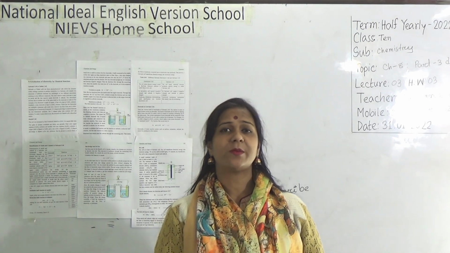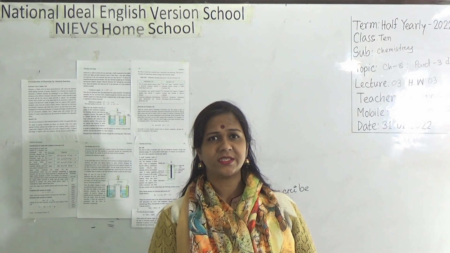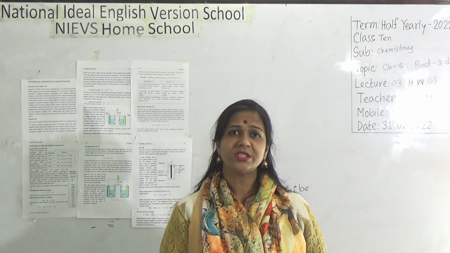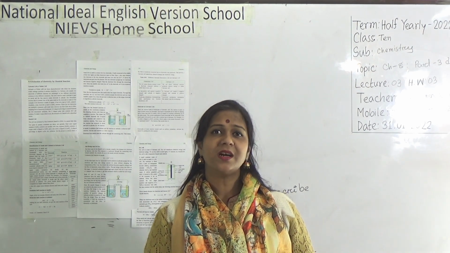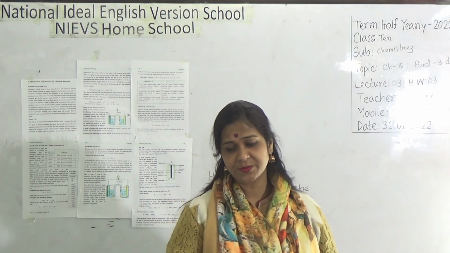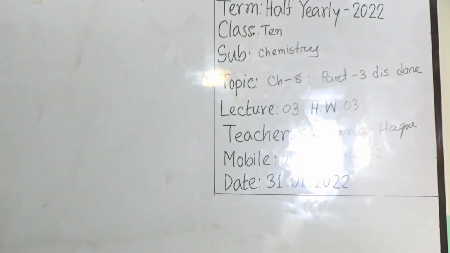Dear students, today I am going to take a chemistry class for class 10 students based on chapter 8. The name of the chapter is chemistry and energy, and this is part 3 of the chapter. So let us move forward to today's topic. Today we will start from the production of electricity by chemical reaction.